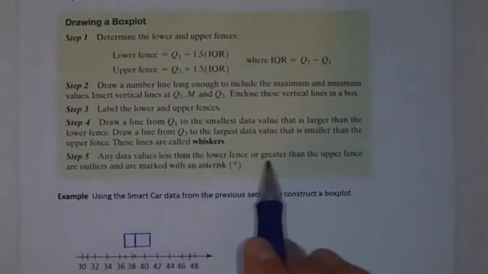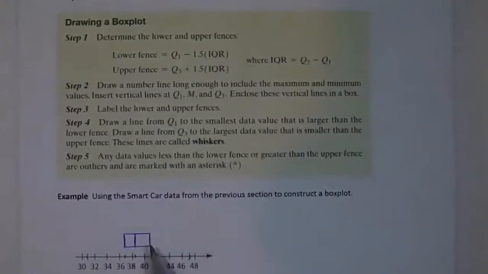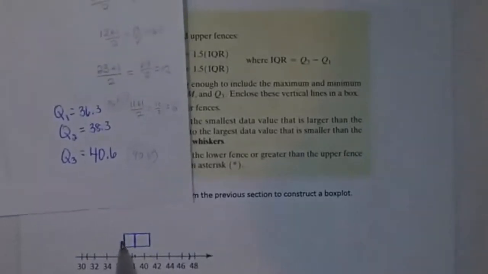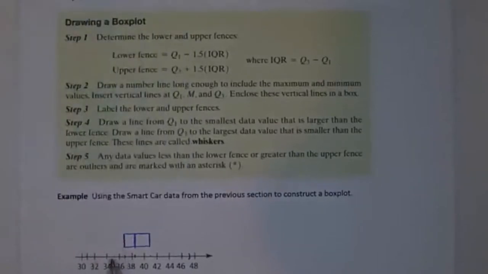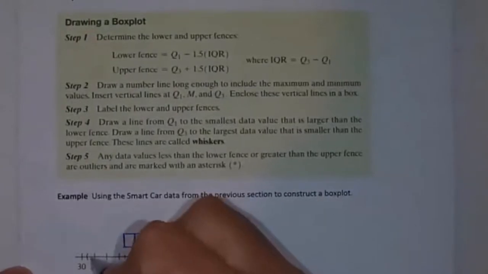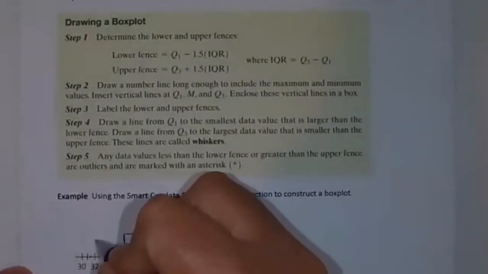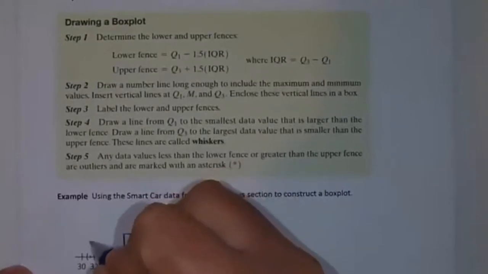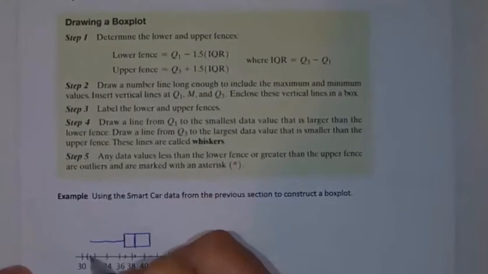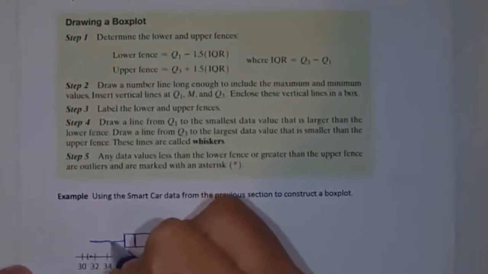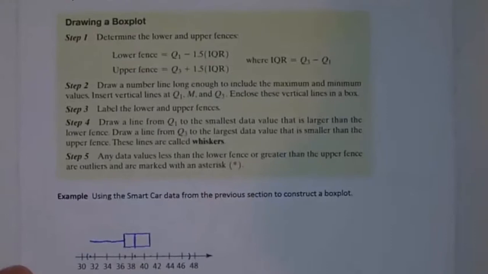So again, what we do next is we draw our whiskers. So I'm going to draw a whisker from the first quartile down to the smallest data value that is not an outlier. Well, 31.5 is the smallest data value and it's not an outlier. So I'm going to find it and I'm going to extend a whisker to that value. So 31.5 would be about here. And so my whisker is going to extend to that.